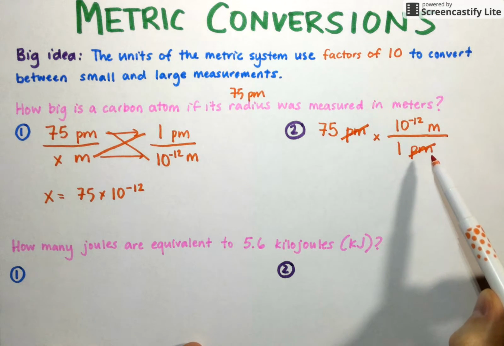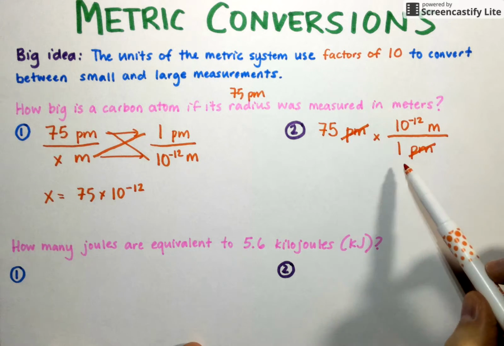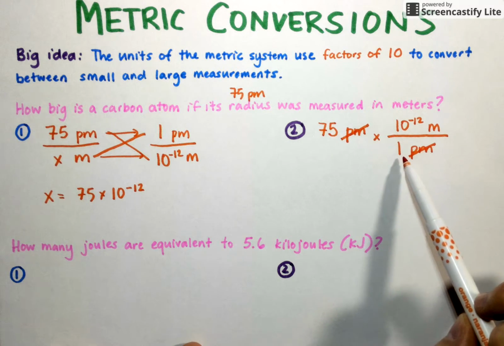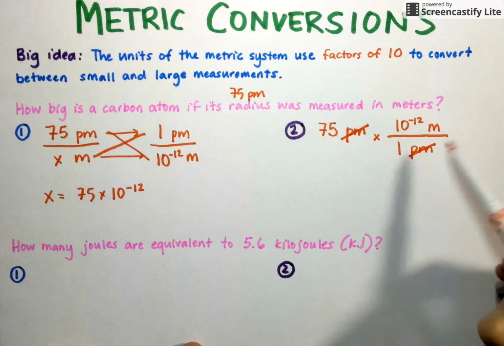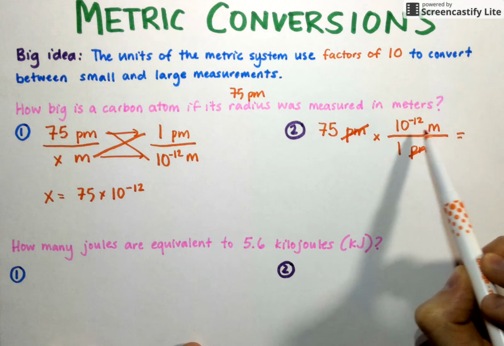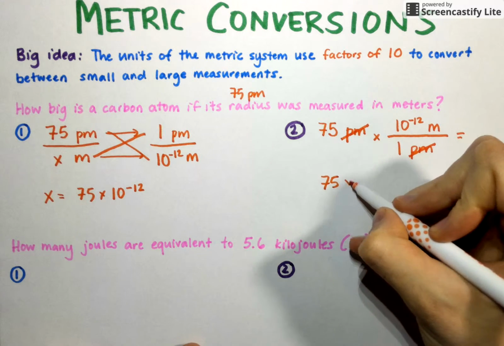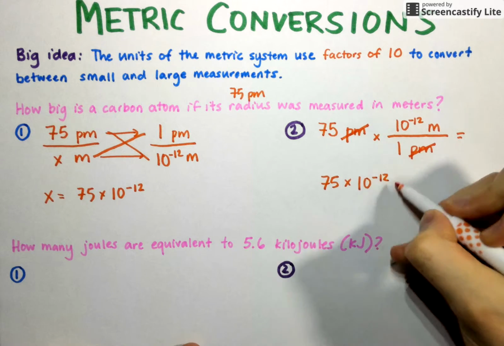Each will cancel, until I have only meters left. You can kind of think of this as the units canceling on the top and on the bottom. And what I'm left with is 75 times 10 to the minus 12 meters. You'll notice that this gets you to exactly the same spot.